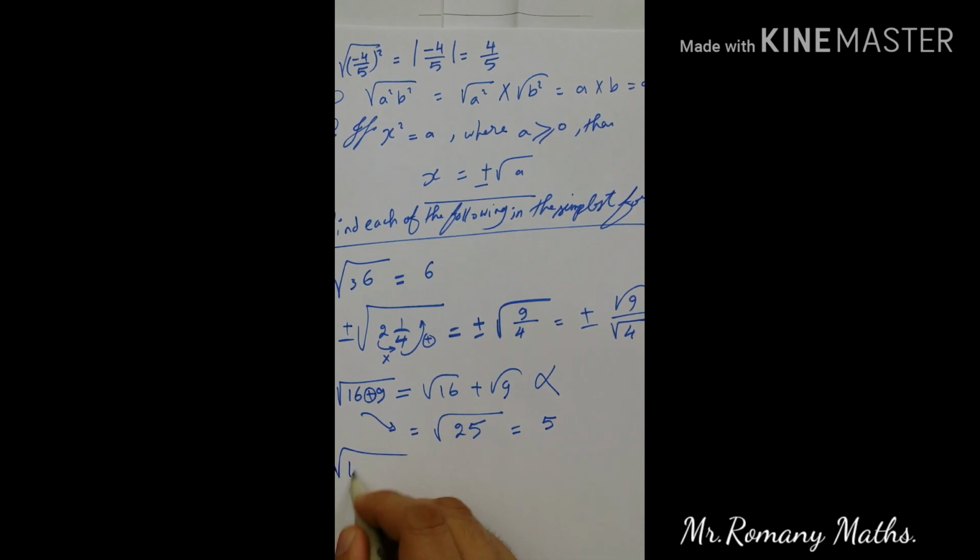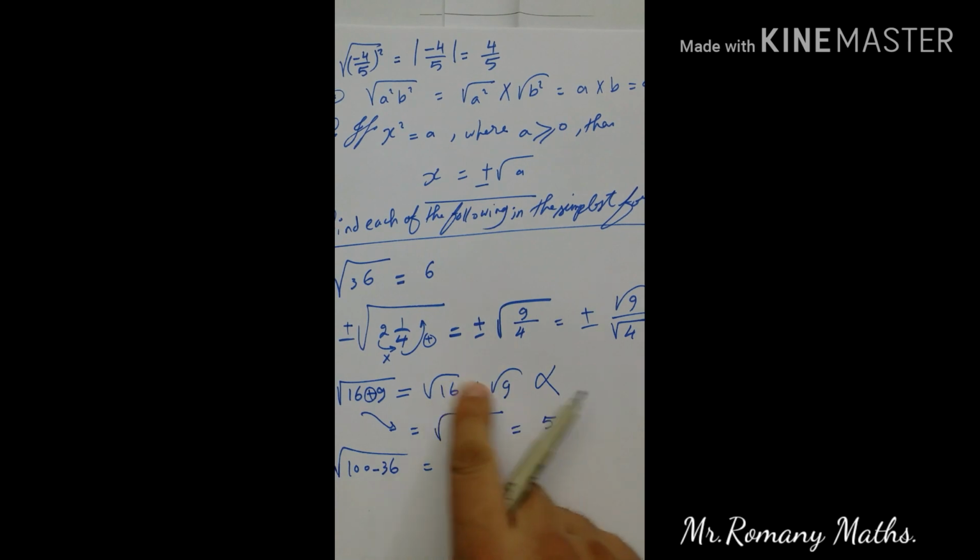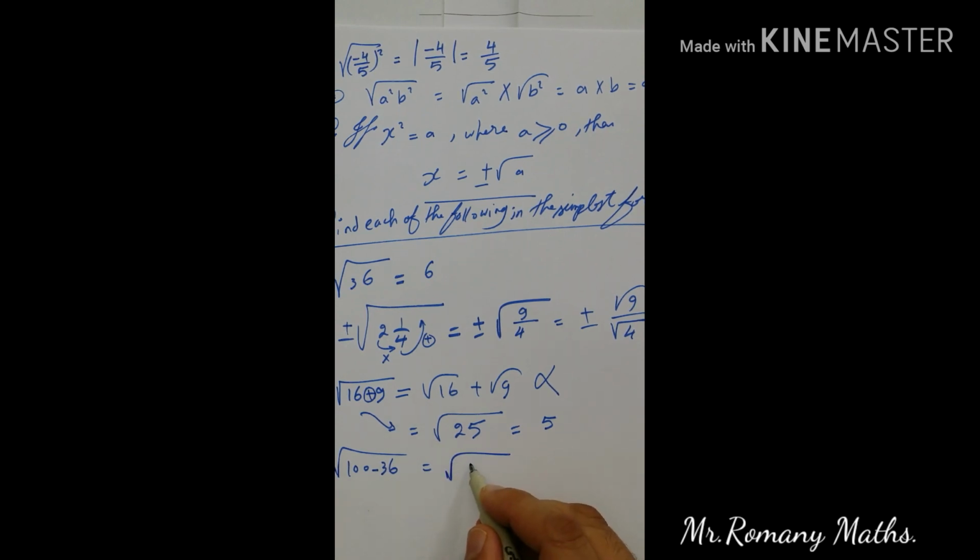Number 4. Square root of 100 minus 36. It is not equal to square root 100 minus square root 36. It will be wrong. So you have to subtract first. Square root of 100 minus 36 equals, yes, 64. Equals, what is the number which, if multiplied by itself, gets 64? Perfect. It's 8.